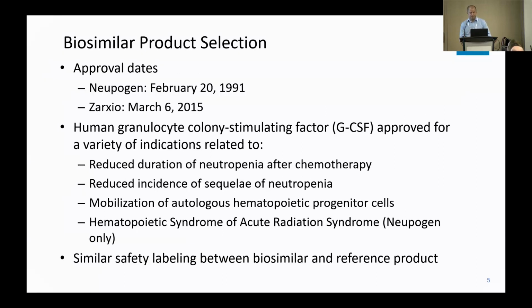For this pilot project, Zarxio was the selected biosimilar and Neupogen the corresponding reference product. Zarxio was approved on March 6, 2015, and Neupogen on February 20 of 1991. The two products are human granulocyte colony stimulating factor, approved for a variety of indications as listed in this slide. And as expected, the safety labeling is similar for both products.